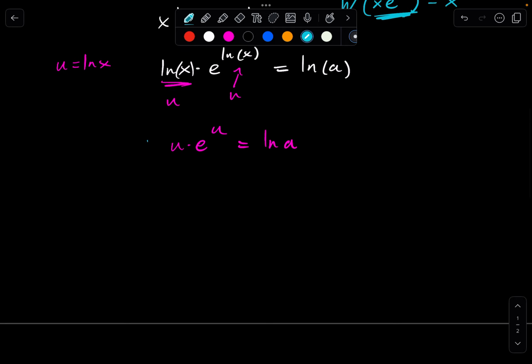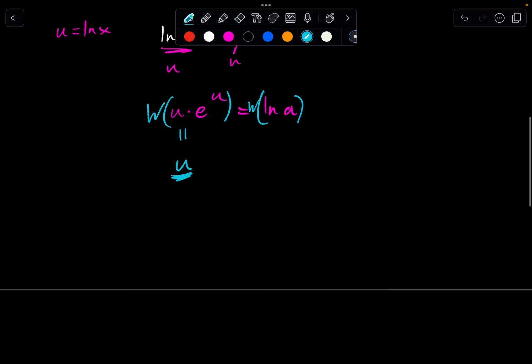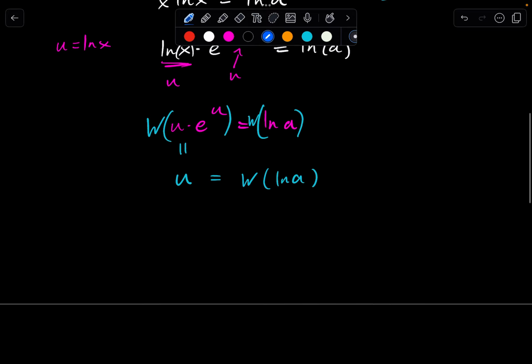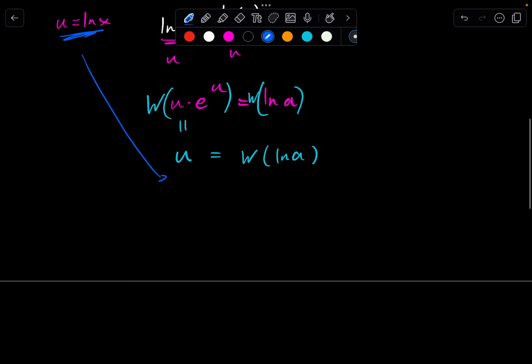If we take the Lambert W on both sides, just like this, we see now that this just outputs us u. So we isolated u, which is in terms of x. So let's see what's on the right side. u is equal to the Lambert W of the natural logarithm of a. Very simple. But what was u? We defined u to be ln x. So we can write this in terms of x now. We have the natural logarithm of x is equal to the Lambert W of the natural logarithm of a, where a was our arbitrary constant that we were provided.